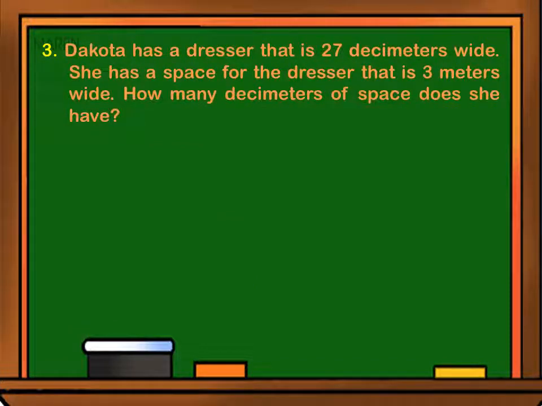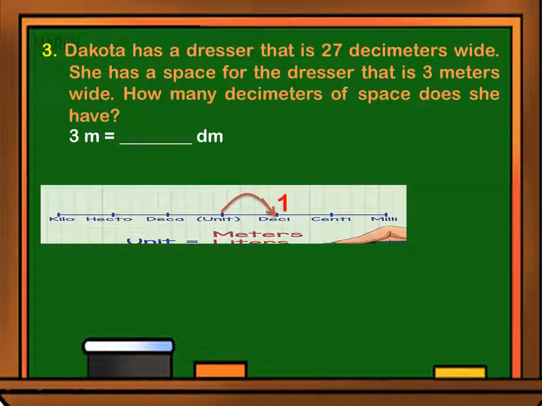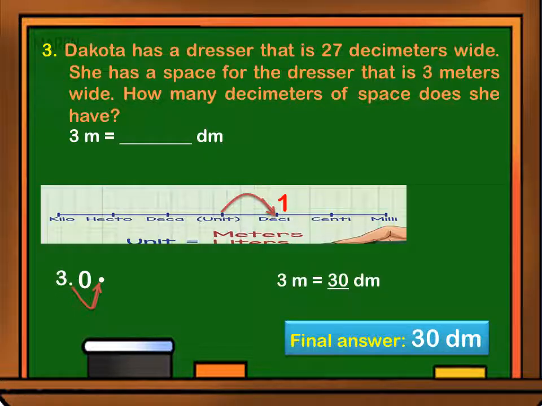Dakota has a dresser that is 27 decimeters wide. She has a space for the dresser that is 3 meters wide. How many decimeters of space does she have? We only have to convert 3 meters to decimeters. There is only one step going to the right from meter to decimeter. So, we have to move the decimal point 1 place going to the right. 3 meters equals 30 decimeters. Final answer, 30 decimeters of space.